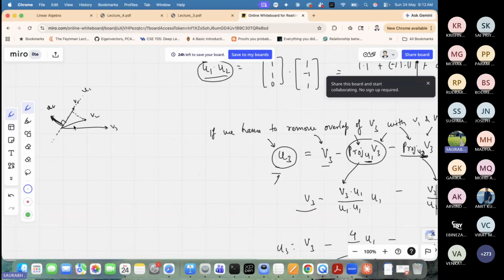Now, if I have to find U3, a new dimension, it has to be perpendicular to both U1 and U2. And that's why you will have to subtract how much amount of V3 is aligned in the direction of U1 and how much amount of V3 is aligned in the direction of U2.